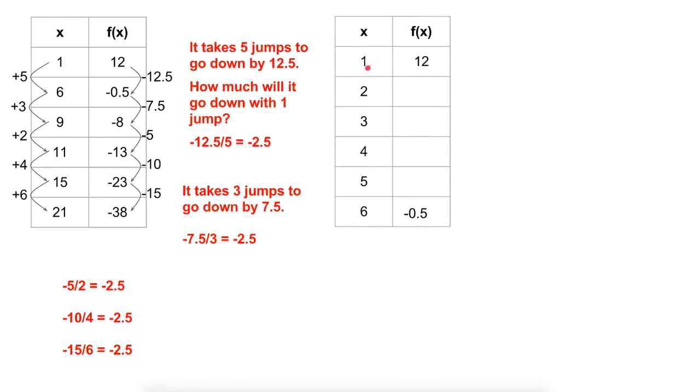If we're going from 1 to 6, why? Because that's what I had here. I didn't have to choose these two numbers. I could have chosen any two that I had. It didn't have to be the first two. But I think it's kind of easier to start with lower numbers. So we knew f of 1 was 12. We knew f of 6 is negative 0.5. That's coming from over here. And now we know each jump is going to be negative 2.5.